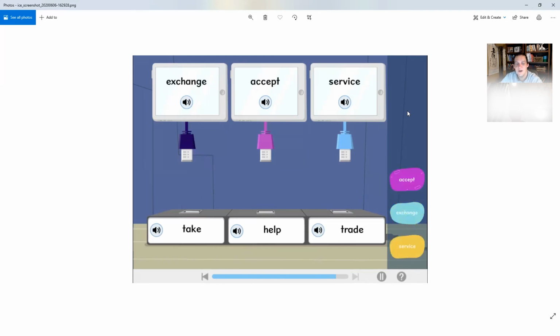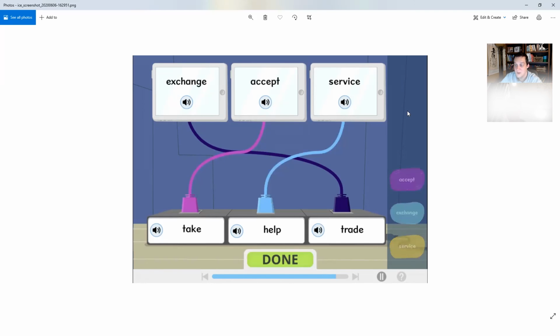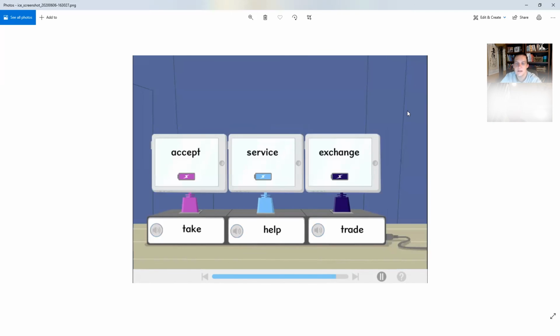Let's try another one. What is exchange? Exchange is a trade. Accept is help. Take. It's interesting how you change that up real quick. Service is help. Yeah, service. When you do a service for somebody, you're helping them do something. Accept is to take or agree to say, yes, I'll take the box.